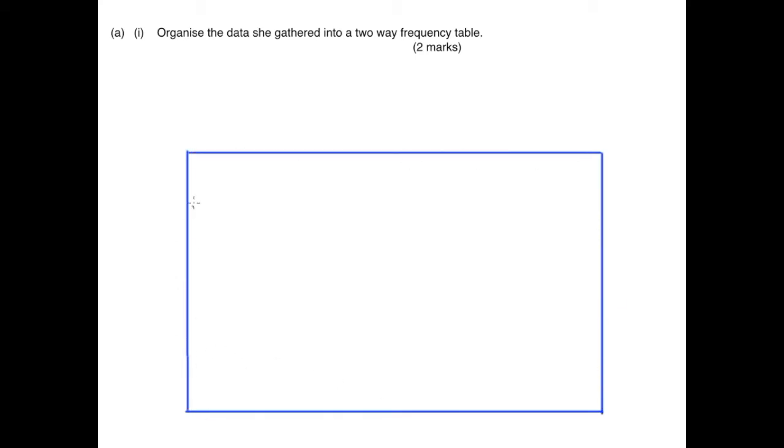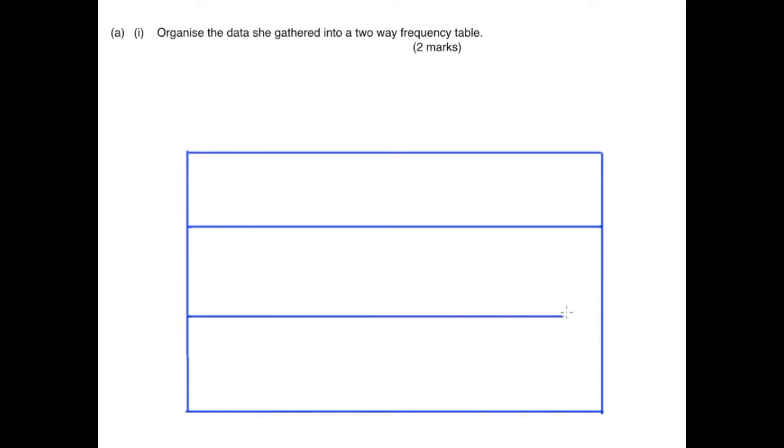The first part asks us to organise the data she gathered into a two-way frequency table. First, we'll draw our table up. It should have enough columns for the two possible options of the first variable, and enough rows for the two possible options of the second variable, and finally 4 cells where we can enter the data. Next, we'll come up with some suitable titles for our categories.